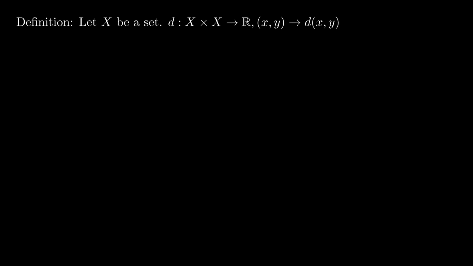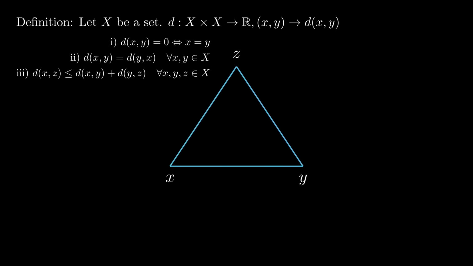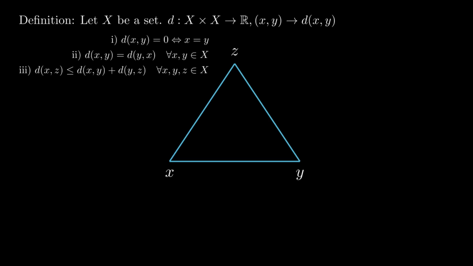Let's start by defining a set, which we'll call X. A metric on this set X is a function that assigns a real number, representing the distance, to every pair of elements from X. For this function to qualify as a metric, it must satisfy three specific properties. Identity of indiscernibles. The distance between two elements is zero if, and only if, both elements are exactly the same.